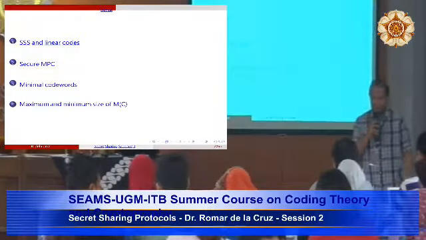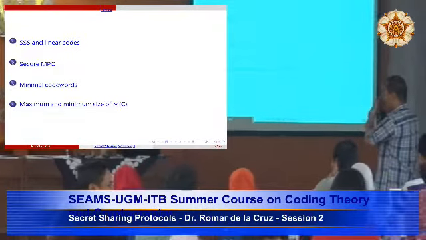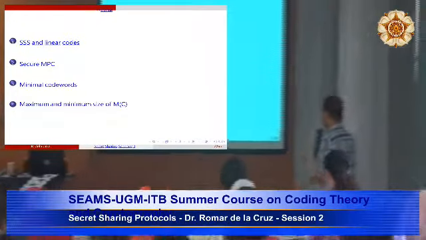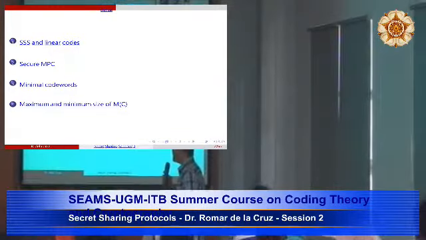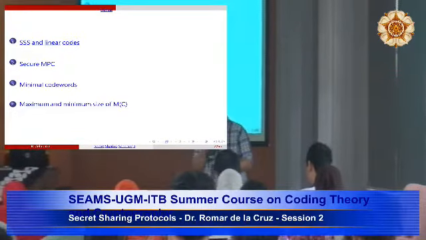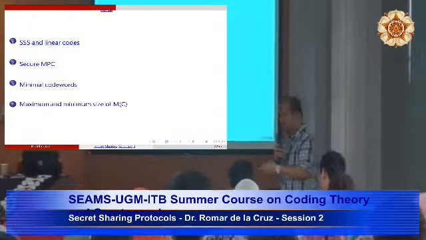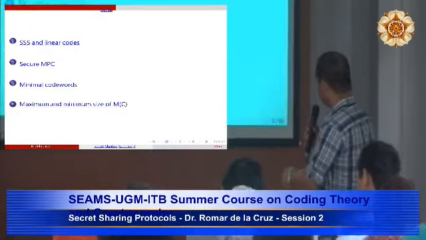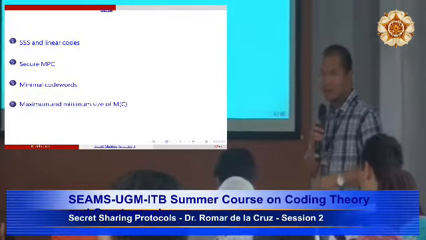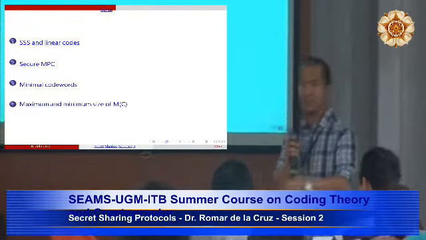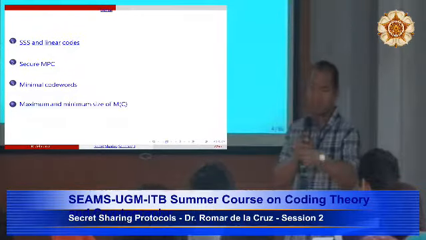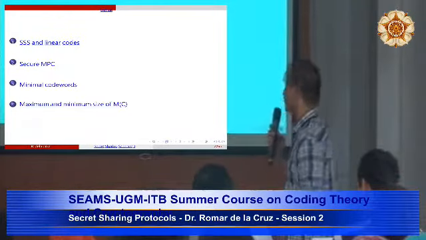Okay, so for the second part of my talk, my main focus is on the connection between secret sharing schemes and error correcting codes. So we start with the construction of secret sharing schemes using linear codes. So there are two constructions. The first one I will describe briefly.